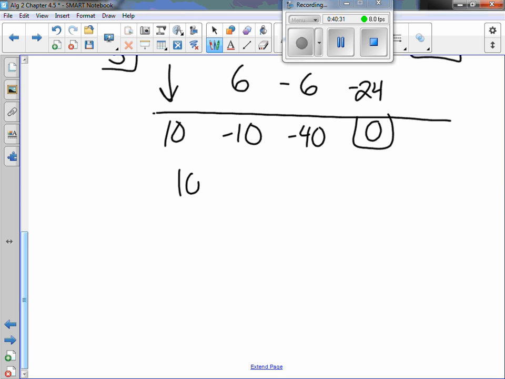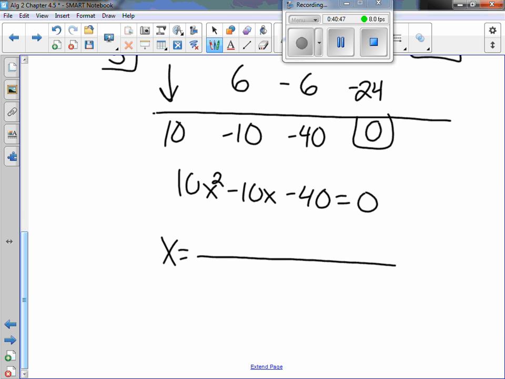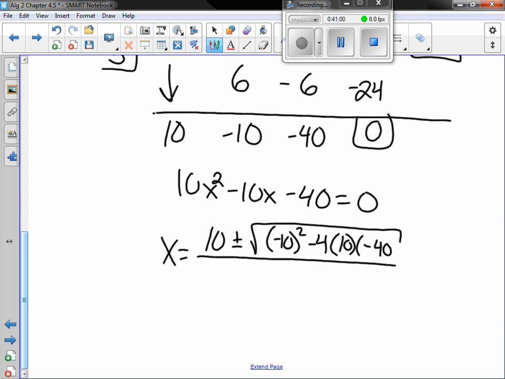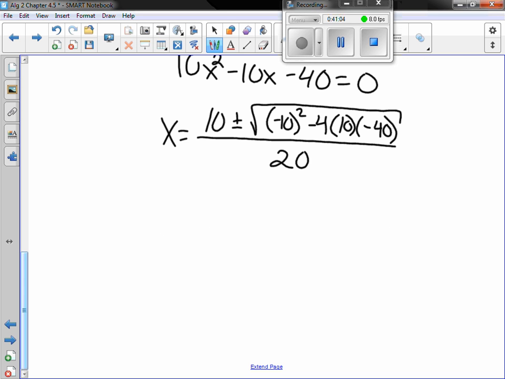Hey, I have a quadratic now, yes? So the other two spots don't matter. So what I can do is I can plug this into the quadratic formula, negative b. So negative negative 10 would give us a positive 10. Plus or minus the square root of negative 10 squared minus 4 times 10 times negative 40 all over 2 times 10, which would give us 20.